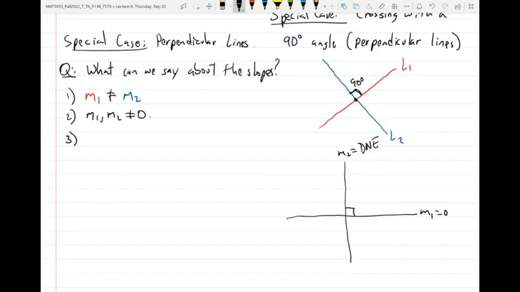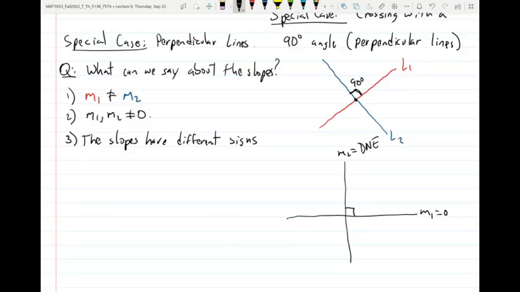Another observation, like your classmate made: if the lines are perpendicular, one has to be going up, the other one has to be going down. There is no way that they can both be going up and cross at a 90-degree angle. So we can say for sure that one is positive, the other one is negative. Which one is it? We don't know. But what we can say for sure is that the slopes have different signs. That means one is positive, the other one is negative.